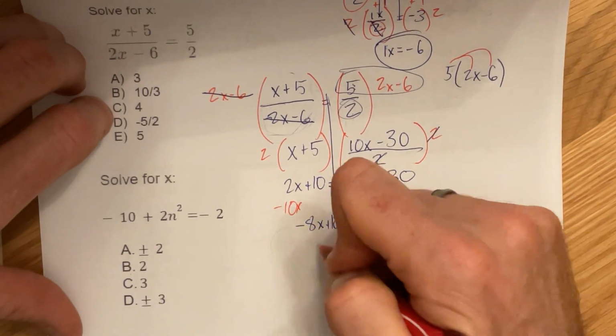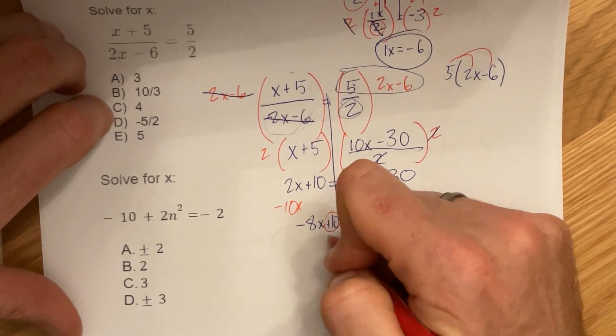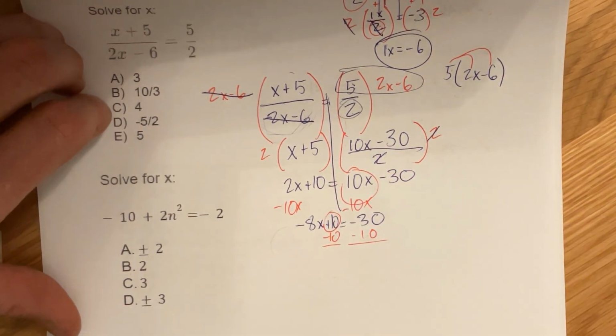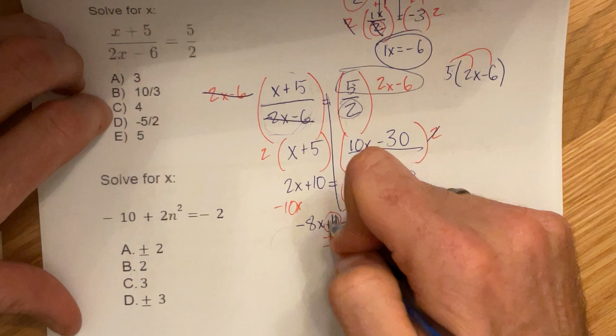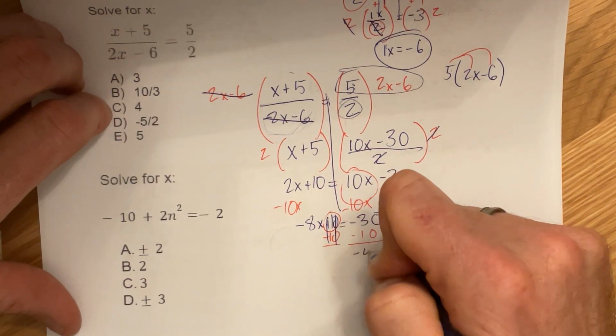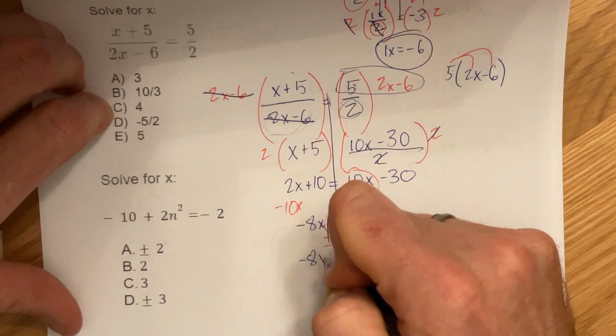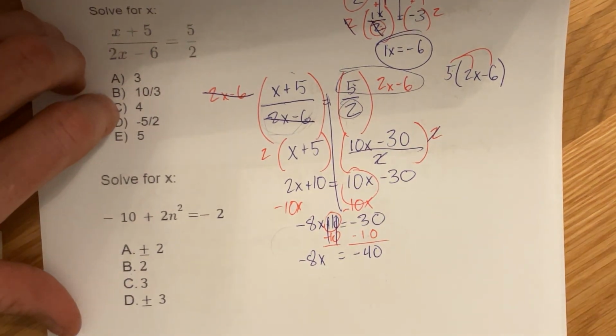And then we need to get rid of this term here, this positive 10. So we're going minus 10, minus 10. These are going to cancel. This is going to leave me with negative 40. And then we're going to get negative 8x equals negative 40.